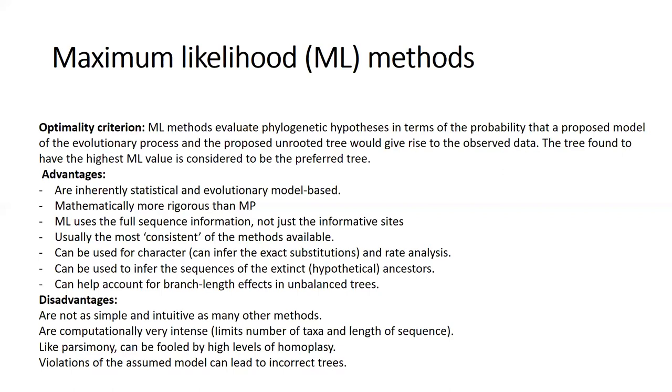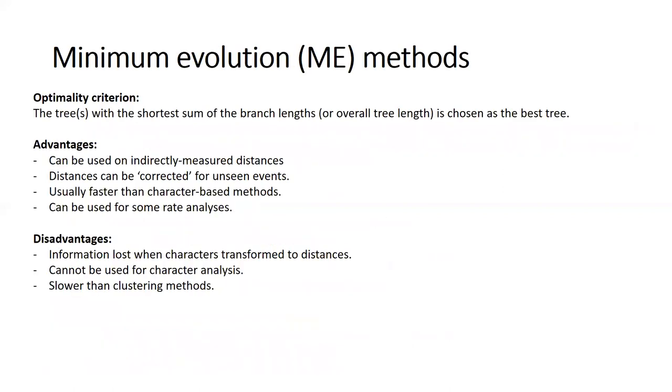However, there are some disadvantages for this method. For example, these methods are not as simple as many other methods are. These methods are computationally very intense. So it limits the number of taxa and the length of sequences. Like parsimony, it can be fooled by high levels of homoplasy. Moreover, if there are some violations of assumed models, it can lead to incorrect trees. So next we shall discuss some clustering methods.